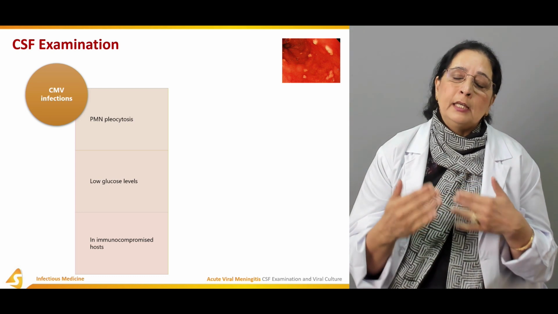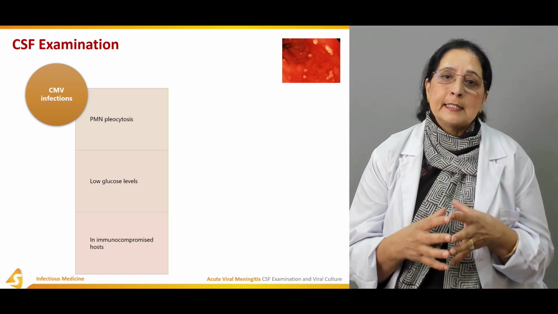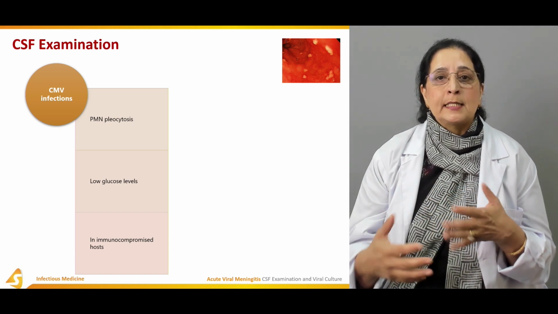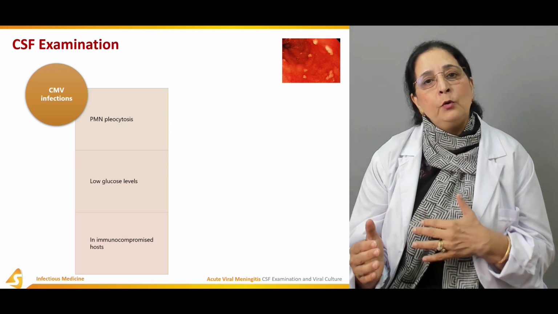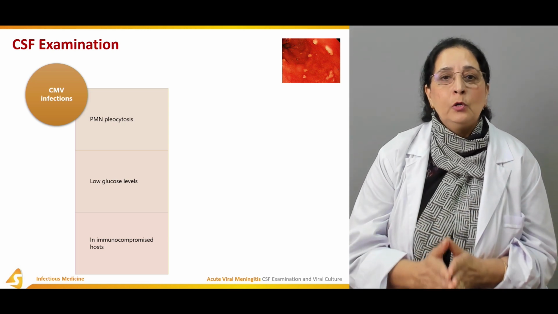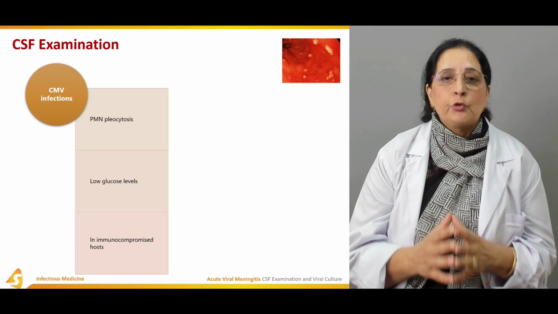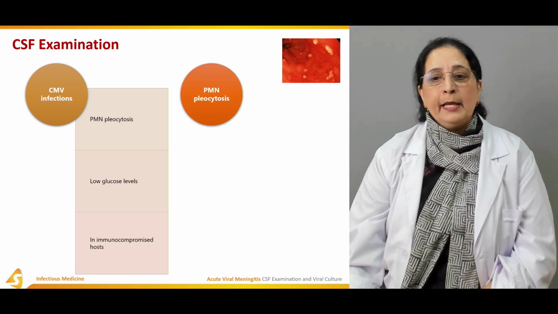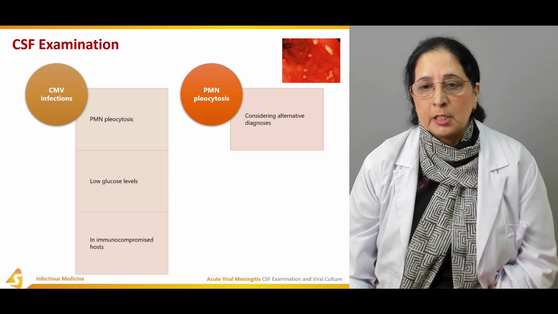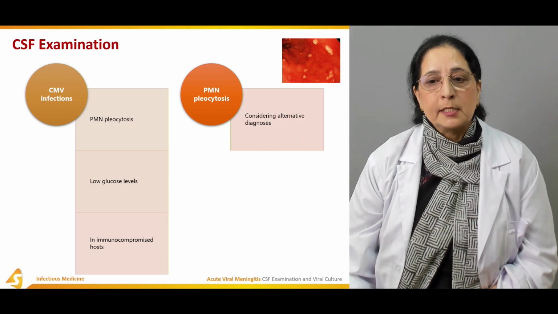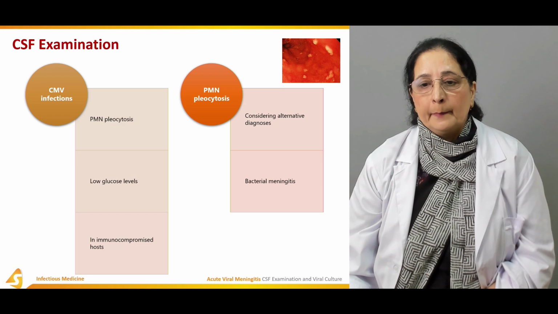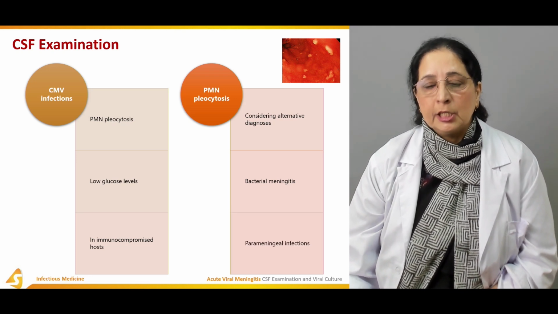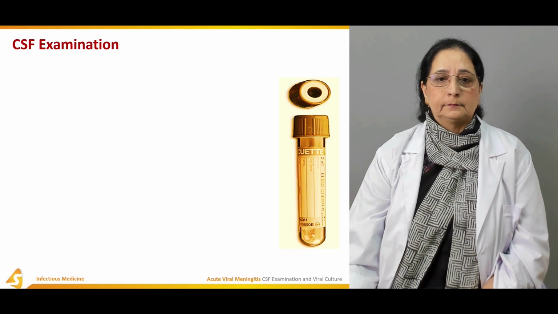So now we are talking about CSF characteristics in different infections caused by different viruses. So CMV in immunocompromised: low glucose level, neutrophils are present. PMN pleocytosis, considering alternative diagnosis: bacterial meningitis, parameningeal infections.